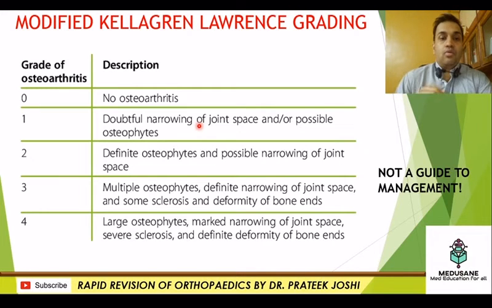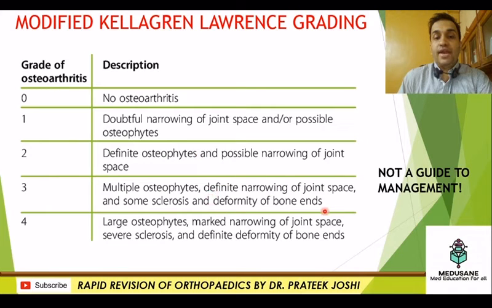Now, one thing I'd like to draw your attention to is that the line between grade 1 and 2 is the presence of osteophytes. So if there are no osteophytes, it is either a grade 0 or a grade 1. If there are definite osteophytes, then it is grade 2 or beyond. Again, I would like to draw your attention to the line between grade 3 and grade 4, where grade 3 and grade 4 have deformity of the bone ends, whereas grade 2 does not, which means that if there are only osteophytes, it is grade 2.